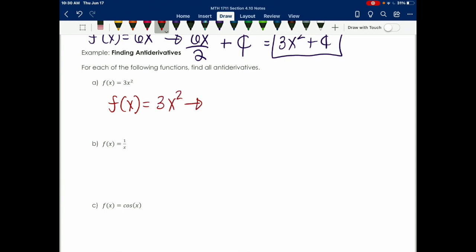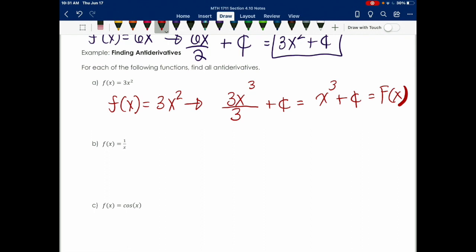So if we start off with our derivative, 3x squared, to get the antiderivative, we're going to add 1 to the exponent and then divide by the exponent. And then keep in mind that there is a constant there, so we're going to add in a constant. And then when we simplify that, we're going to get x to the third plus some constant. So this is the function.